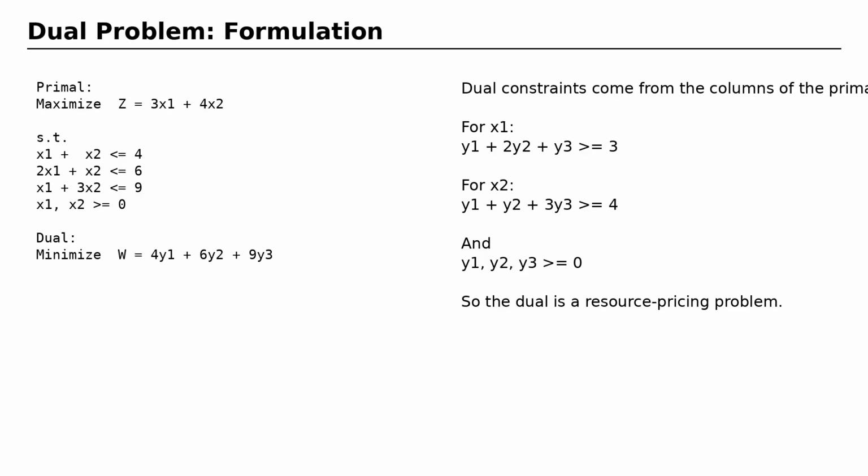Now let's write the dual problem. Since the primal is a maximization problem with less than or equal constraints, the dual will be a minimization problem with greater than or equal constraints. Each primal constraint creates one dual variable, so we introduce y1, y2, and y3, one for each resource constraint.